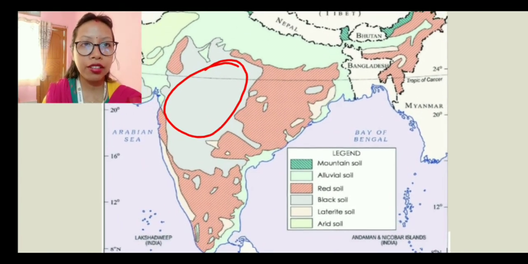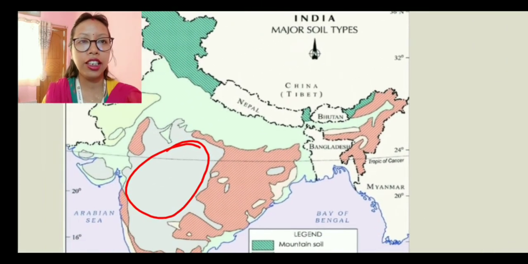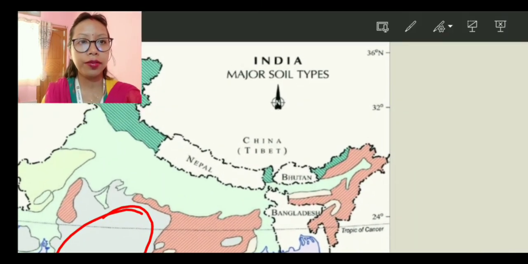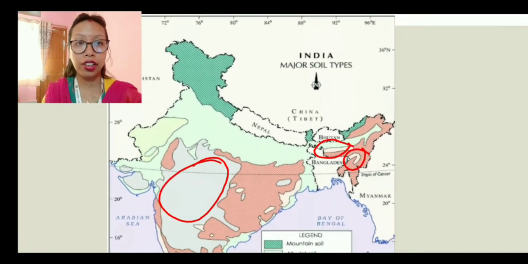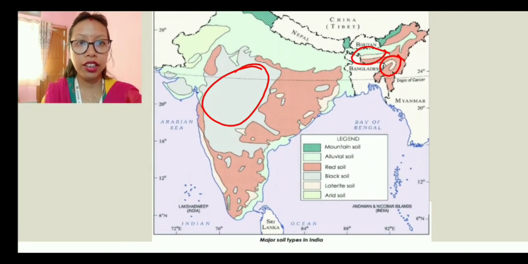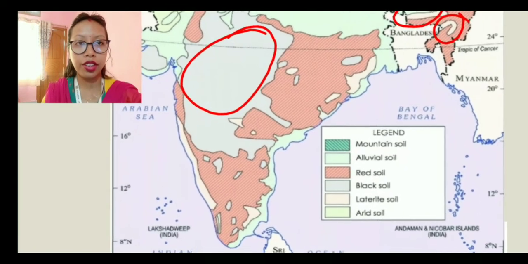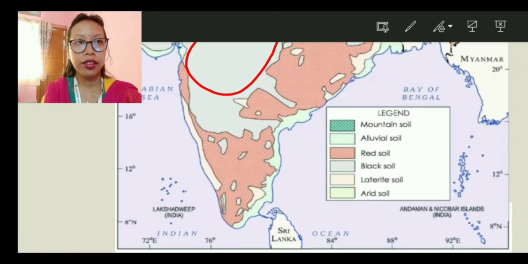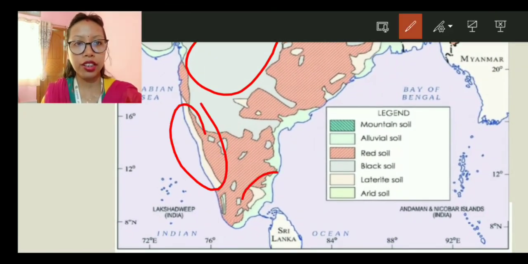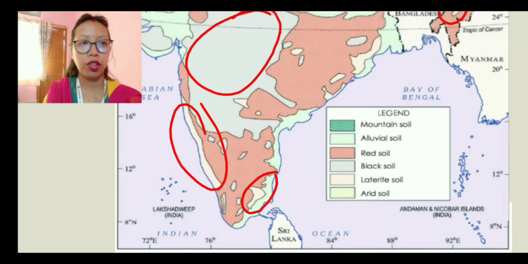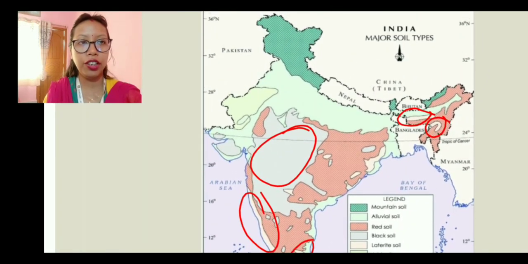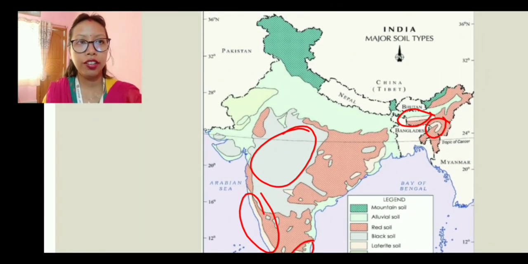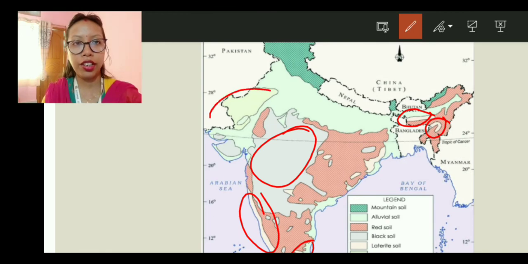Then we have the laterite soil. Laterite soil, you can see here that in some parts of the northeast you can find the laterite soil where we grow the tea and coffee plantation, right? Even in the Western Ghats, if you have observed here, you can find this laterite soil. Then comes the arid soil. Arid soil is fully, you can say, in the Western desert. You can find this arid soil here, the color.